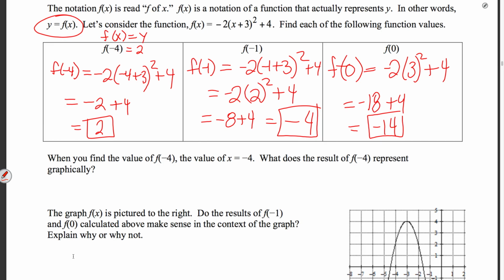Okay, with your partner, I want to ask you the question. When you found the value of f of negative 4, where x is negative 4, what did the result of finding f of negative 4 represent on a graph? Like on a graph, you found that the result of f of negative 4 was 2. What is that on a graph? Talk with your partner, decide, and raise your hands when you think you know what it means on a graph.